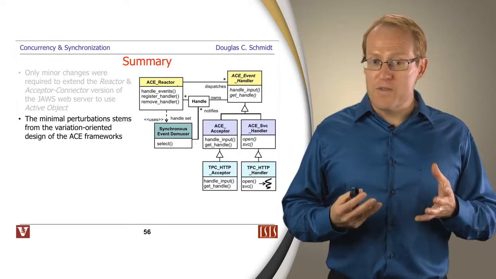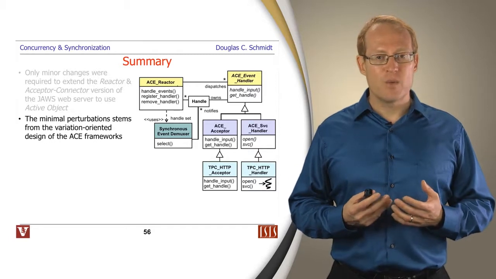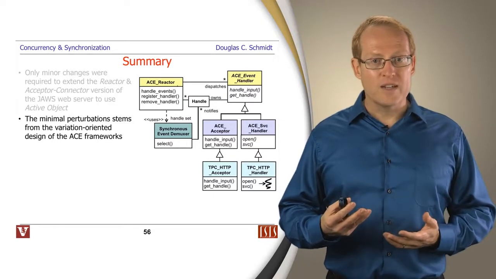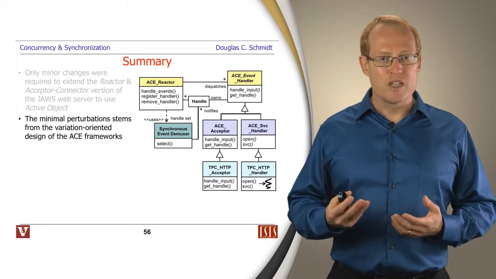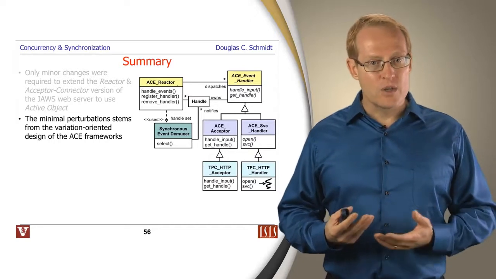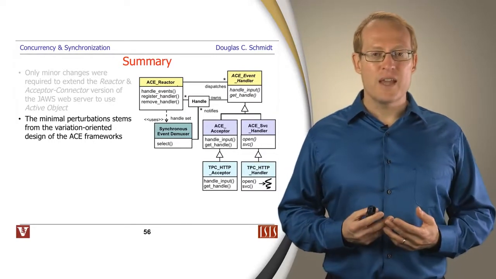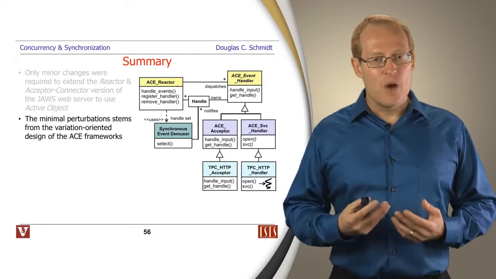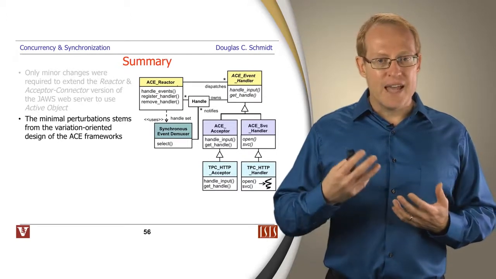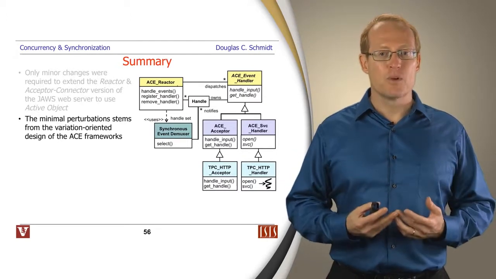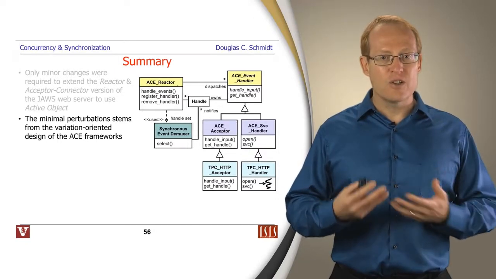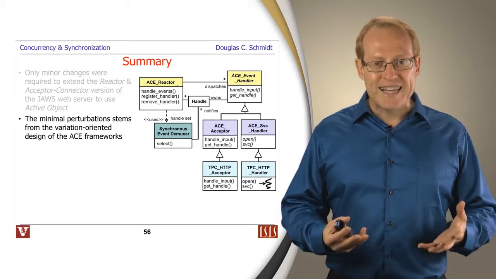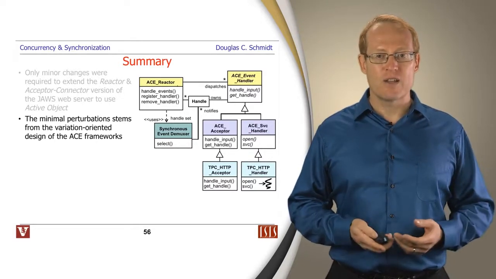The reason why there's so few changes required is because we have designed the ACE frameworks using a very carefully thought out variation-oriented design method. What that meant is we spent quite a long time looking for sources of commonality and variability. And every place where we found something that could vary, for example, single-threaded to multi-threaded, we would find a way to make that variation as easy to extend and add as possible, with as few changes to the design, to the architecture, even to the implementation. And so that's why we're able to make these changes quite cleanly without having to perturb the rest of the architecture and the rest of the design.